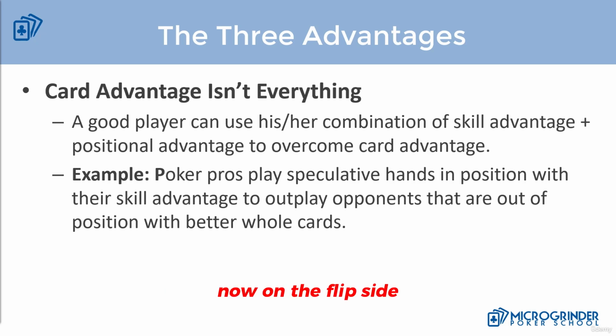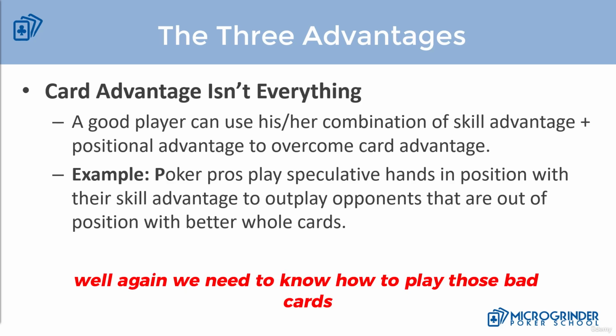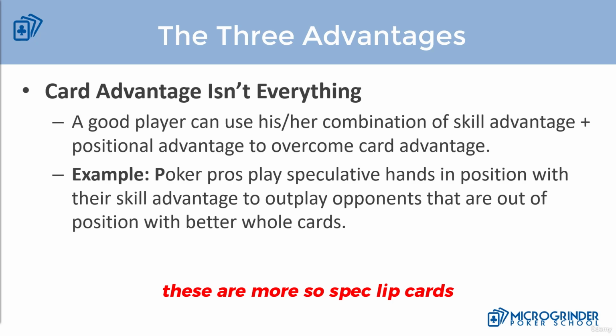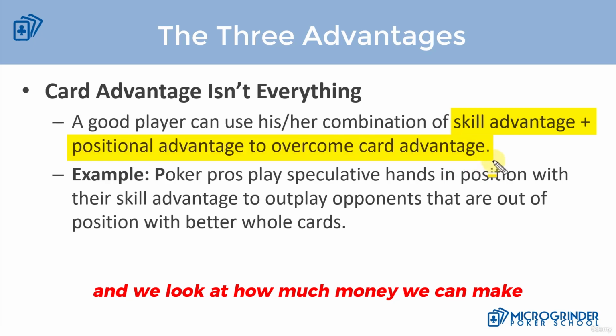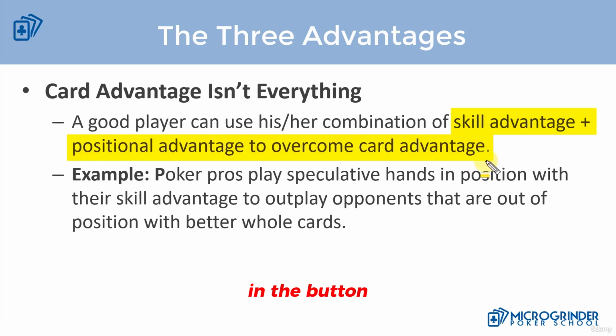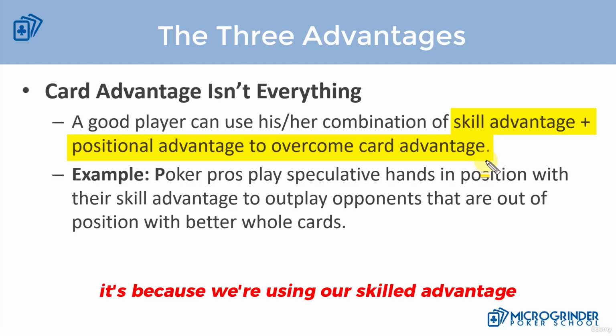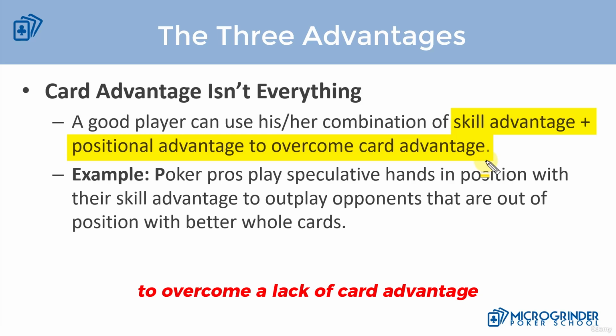Now, on the flip side, what if we decide to play bad cards? Well, again, we need to know how to play those bad cards. And when I say bad cards, these are more so speculative cards or cards that just aren't as good as our strongest cards. So a good player can leverage or use their combination of skill plus positional advantage to overcome card advantage. And this is important, especially when we look at the power position and we look at how much money we can make playing from the cutoff and the button versus under the gun when we're playing a tighter, stronger range. It's because we're using our skill advantage and our positional advantage to overcome a lack of card advantage.